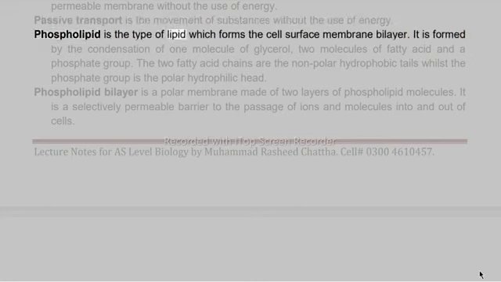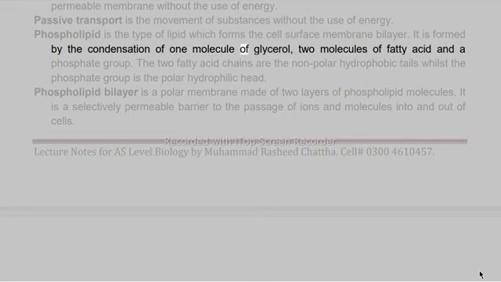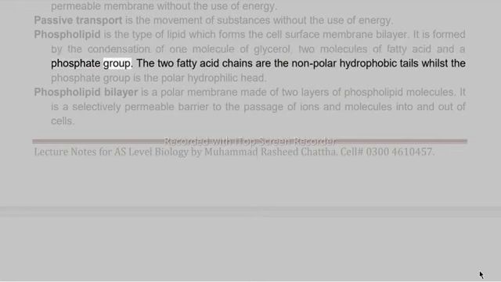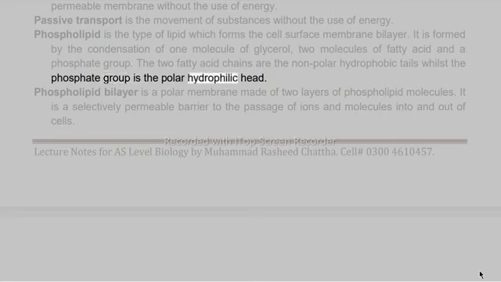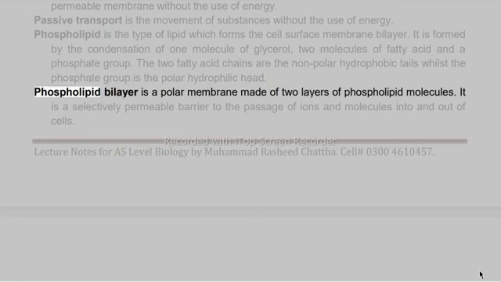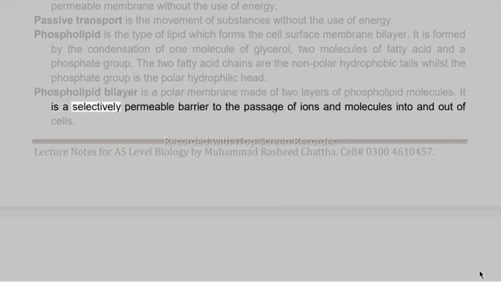Phospholipid is the type of lipid which forms the cell surface membrane bilayer. It is formed by the condensation of one molecule of glycerol, two molecules of fatty acid and a phosphate group. The two fatty acid chains are the nonpolar hydrophobic tails, whilst the phosphate group is the polar hydrophilic head. Phospholipid bilayer is a polar membrane made of two layers of phospholipid molecules. It is a selectively permeable barrier to the passage of ions and molecules into and out of cells.